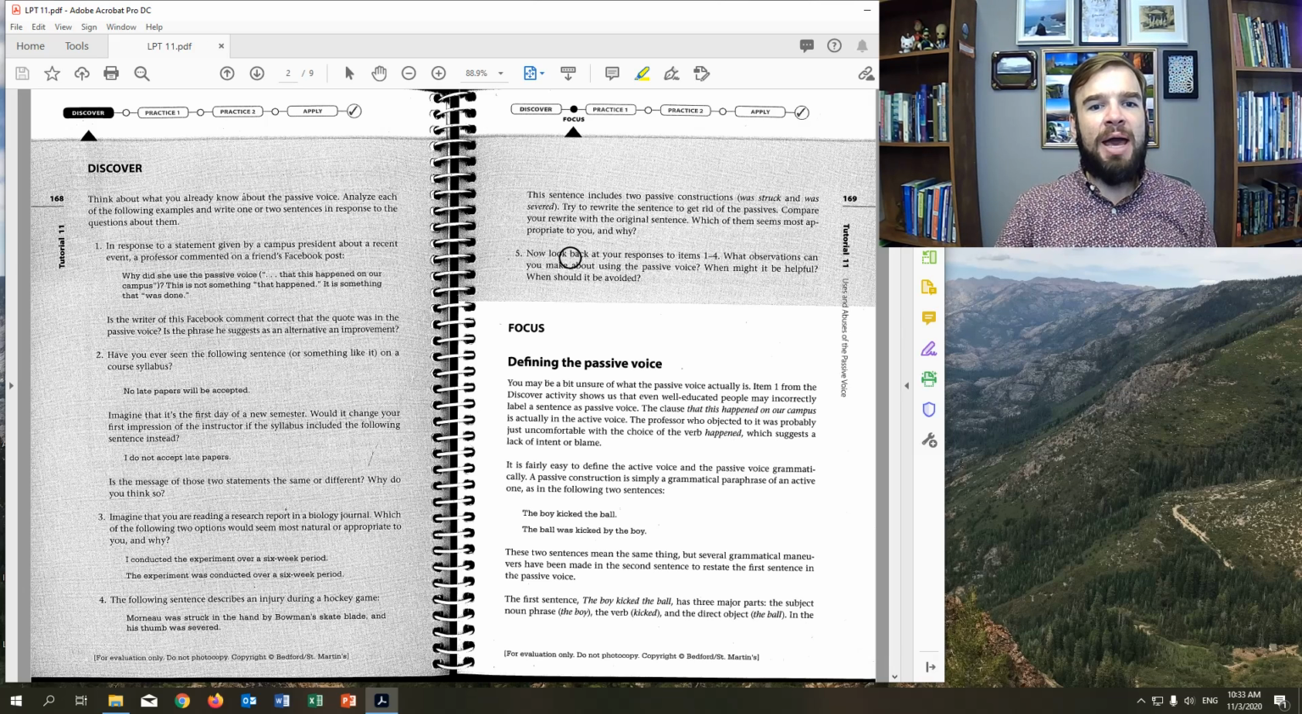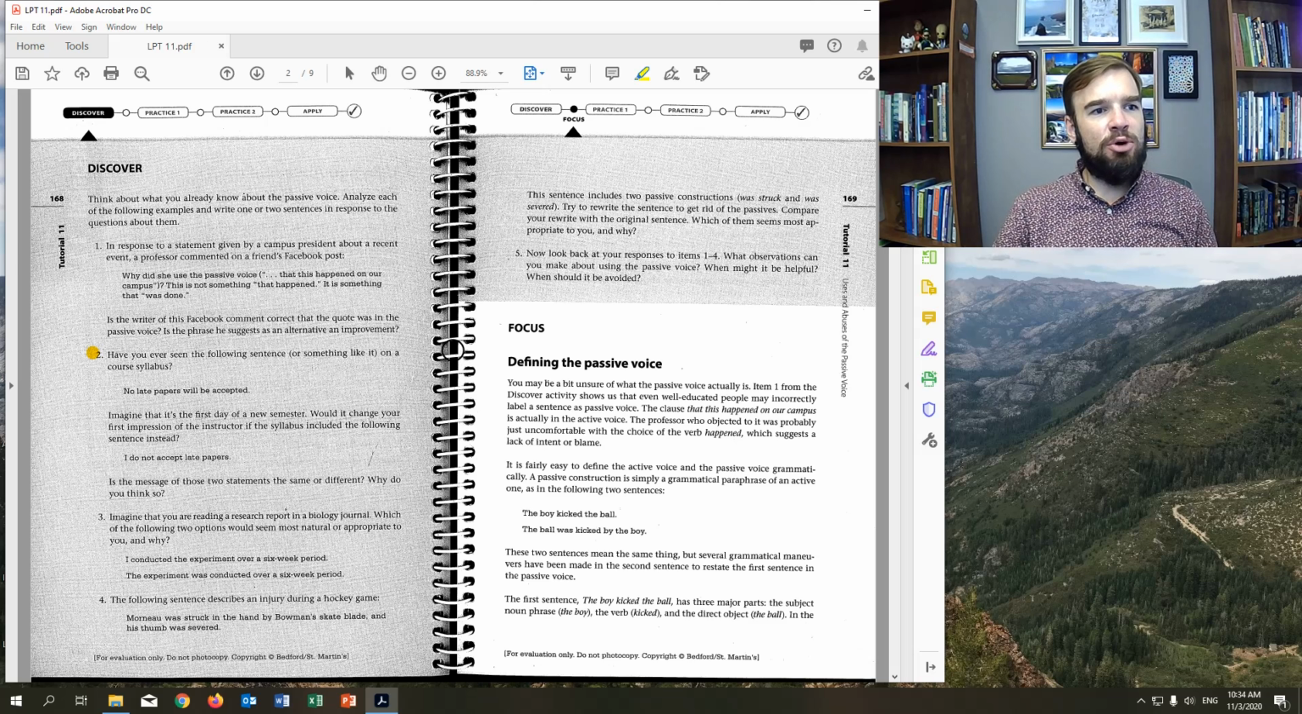5. Now look back at your responses to items 1 through 4. What observations can you make about using the passive voice? When might it be helpful? When should it be avoided? And as you think about this discover activity, I'm going to especially encourage you to look at number 2 there. The example between no late papers will be accepted and I do not accept late papers. How does that feel different when you look at that or when you read it?